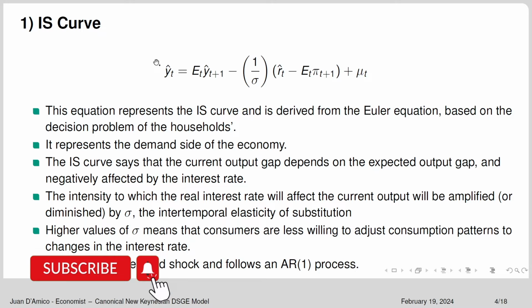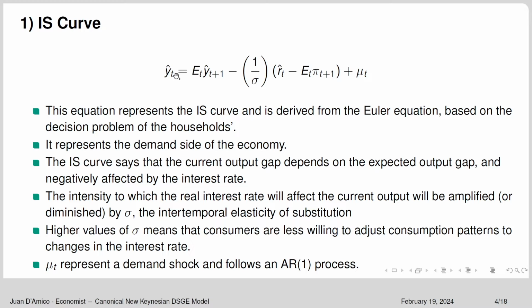Now, what is this equation saying? Well, this curve is telling us that the current output gap, and we understand the output gap as the difference between the potential output and the current output, is going to be explained by the expectations about the output gap in the future, in the next period, and it's going to be negatively affected by the interest rate.